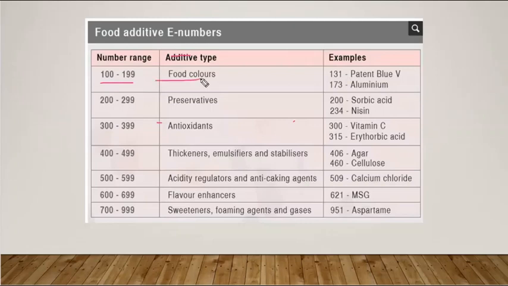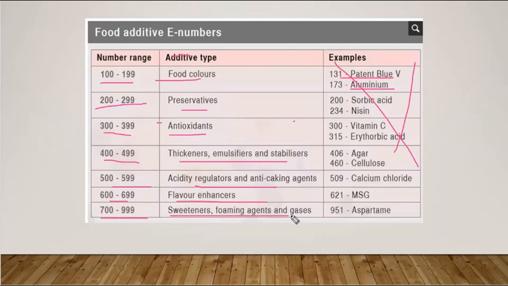100 to 199 food colors. Examples are 131 patent blue V, and aluminum. The examples are not required, but you can remember them just to see them. These numbers are also not required. This slide is only for your reference. 200 to 299 preservatives, 300 to 399 antioxidants, 400 to 499 thickeners, 500 to 599 acidity regulators, 600 to 699 flavor enhancers, 700 to 1000 sweeteners, foaming agents, and gases.